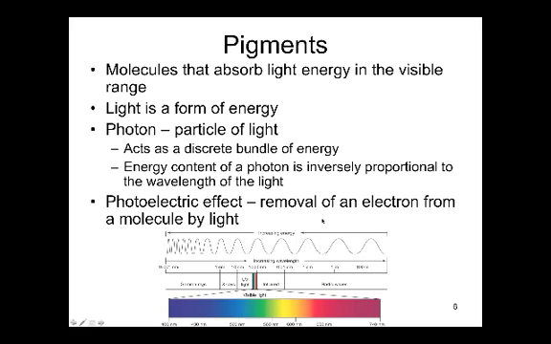The photoelectric effect is when we remove an electron from a molecule with the energy of light. This is exactly what happens in chlorophyll. Photons of light from the sun hit the pigment molecules, and electrons are removed or excited to a different energy level.